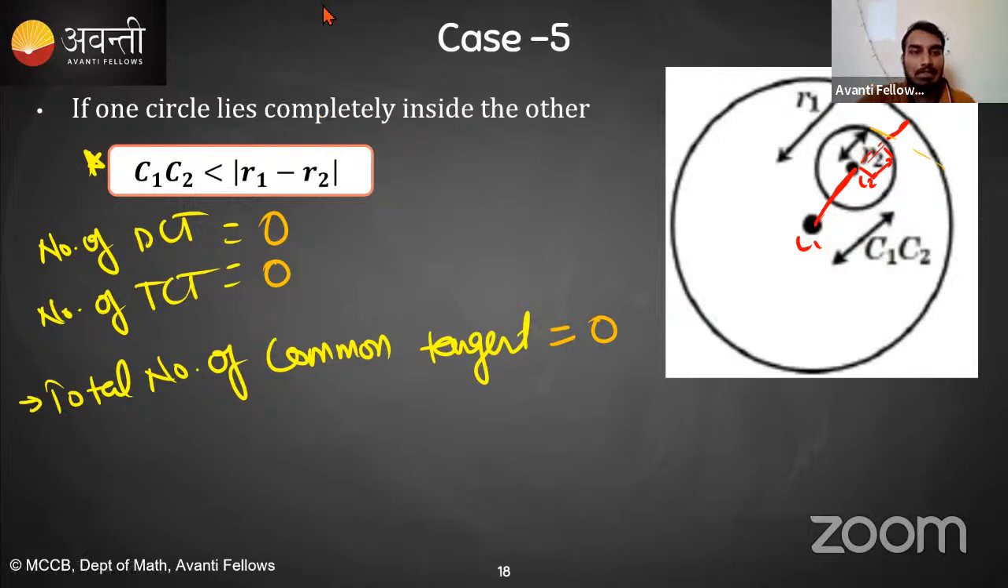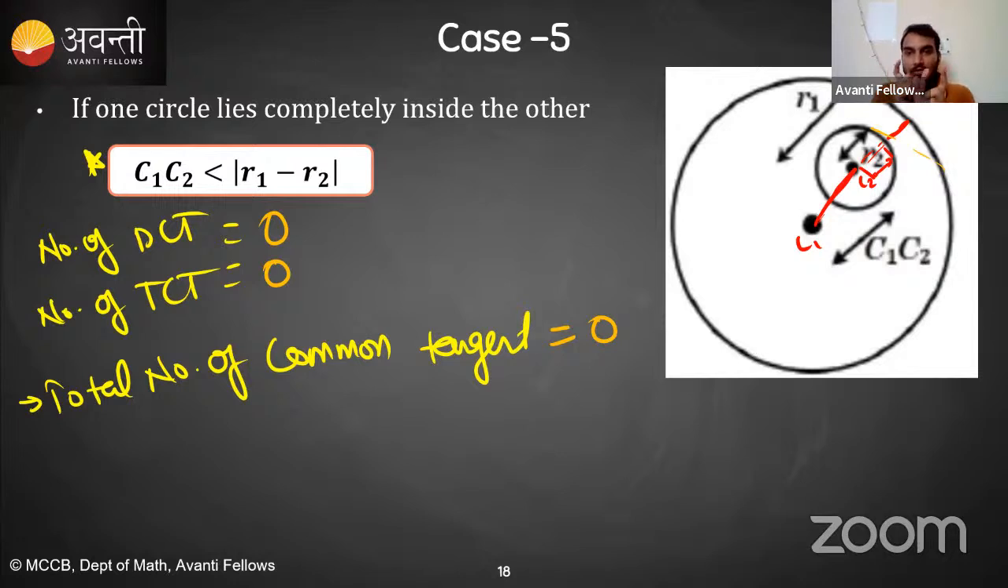So all 5 cases are clear. See, there are 2 circles. First, both circles are away from each other, then C1C2 is greater than R1 plus R2. Then we bring these 2 circles near to each other. Then the circles touch each other, and C1C2 becomes equal to R1 plus R2. Then the circles are intersecting. If the 2 circles are intersecting, then C1C2 should be less than R1 plus R2. But we have to make sure these 2 circles intersect at 2 different points, so C1C2 should be greater than mod of R1 minus R2.